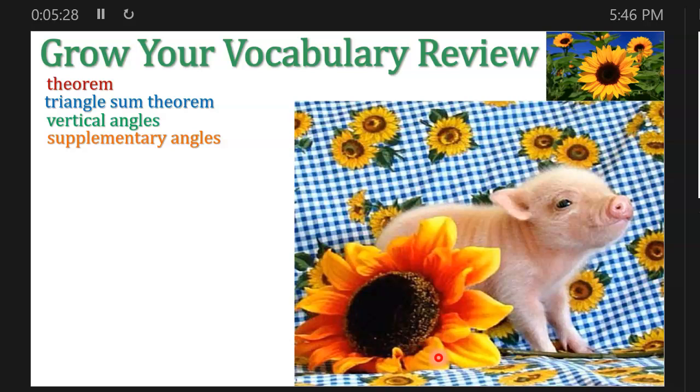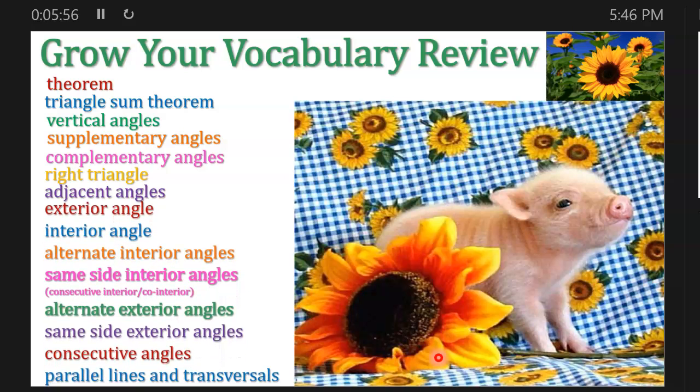Supplementary angles are two angles that form a straight line. They add up to 180 degrees. Complementary angles are those angles that add up to 90 degrees, or a right angle. And then a right triangle is a triangle that has one right angle in it, which is a 90-degree angle. Adjacent angles are those that share a side and also a vertex point. And then all of these, exterior, interior, and all of these, we're going to go over in our parallel lines and transversals video. So we'll go over those in more detail.